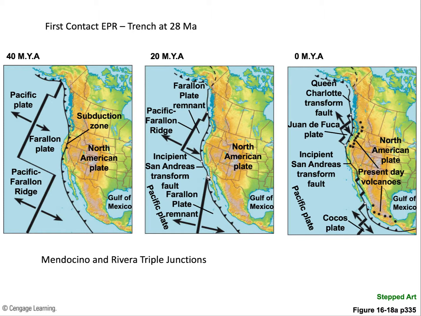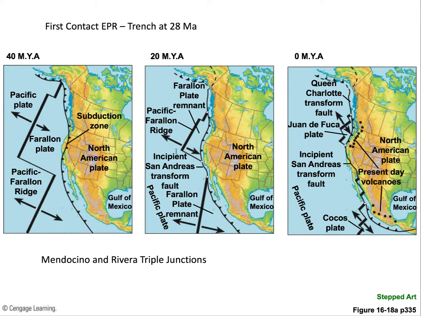But the key thing that's happening is over time, these two triple junctions migrate. In other words, they move away from each other. And as they move away from each other, they make the length of the San Andreas Transform longer, right? So it's a longer distance of the San Andreas Transform. And that's how this thing is developing.